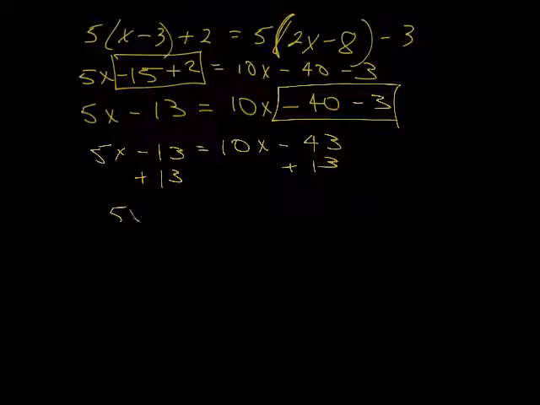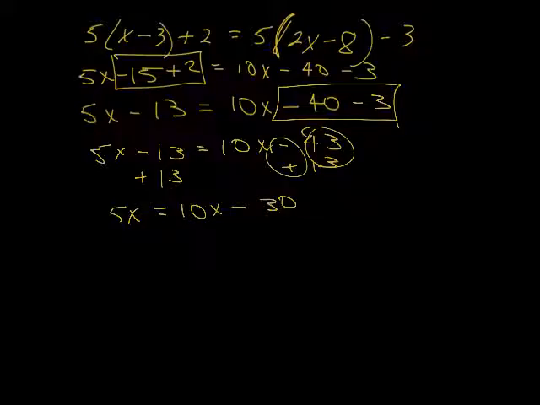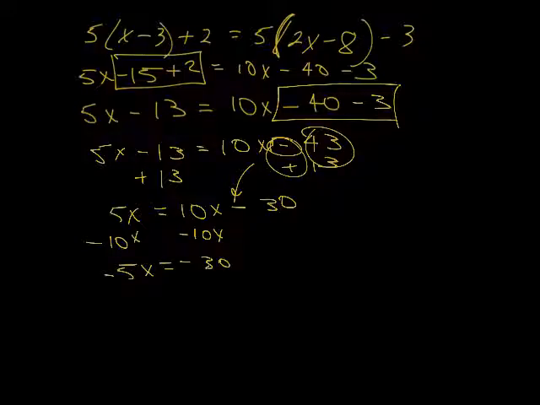So that gives me 5x equals 10x minus 30. Signs are different. Take the difference between the two, which is 30. Sign of the largest one, a negative. Put it right there. Alright, now we've got to get our x's on the same side. So let's take 10x away from there and take 10x away from there. So we have negative 5x equals negative 30. Divide by negative 5, divide by negative 5, and we get x equals 6.